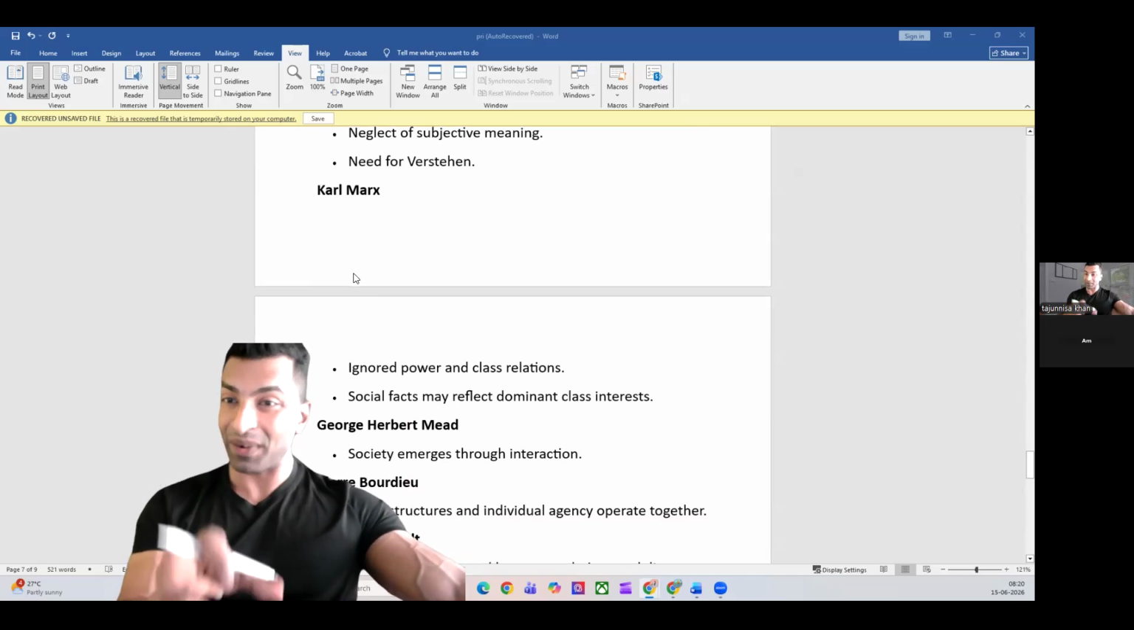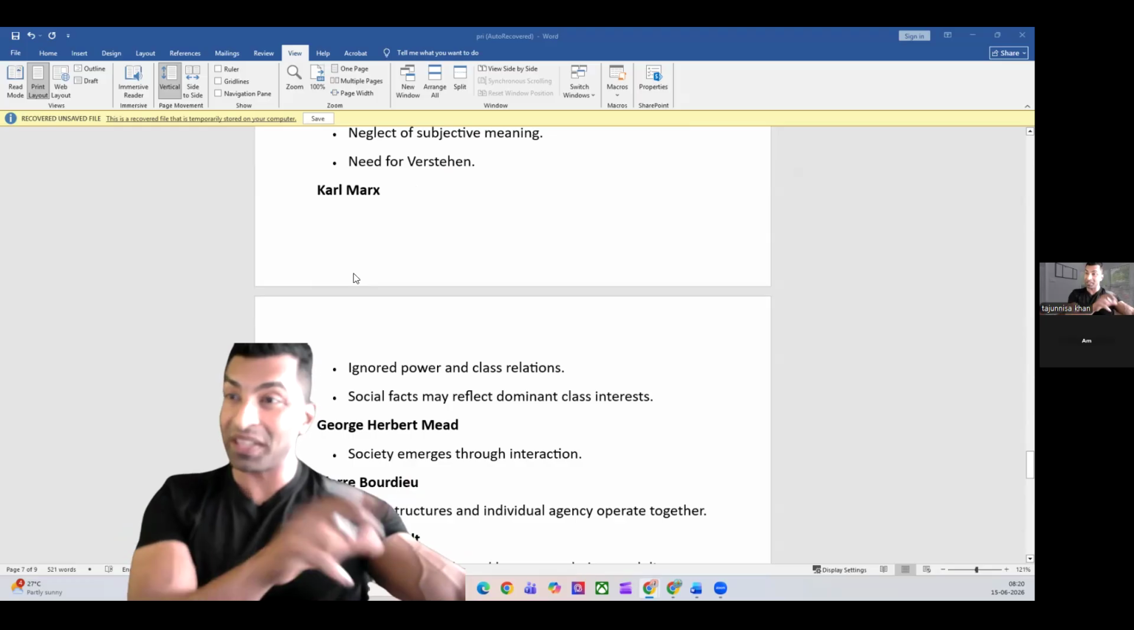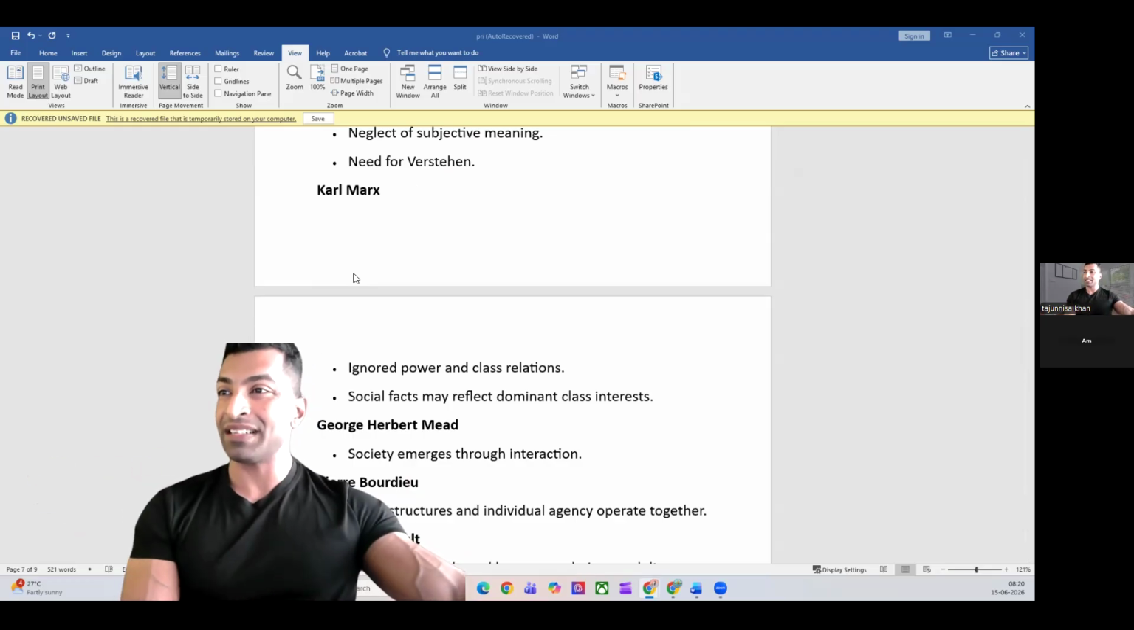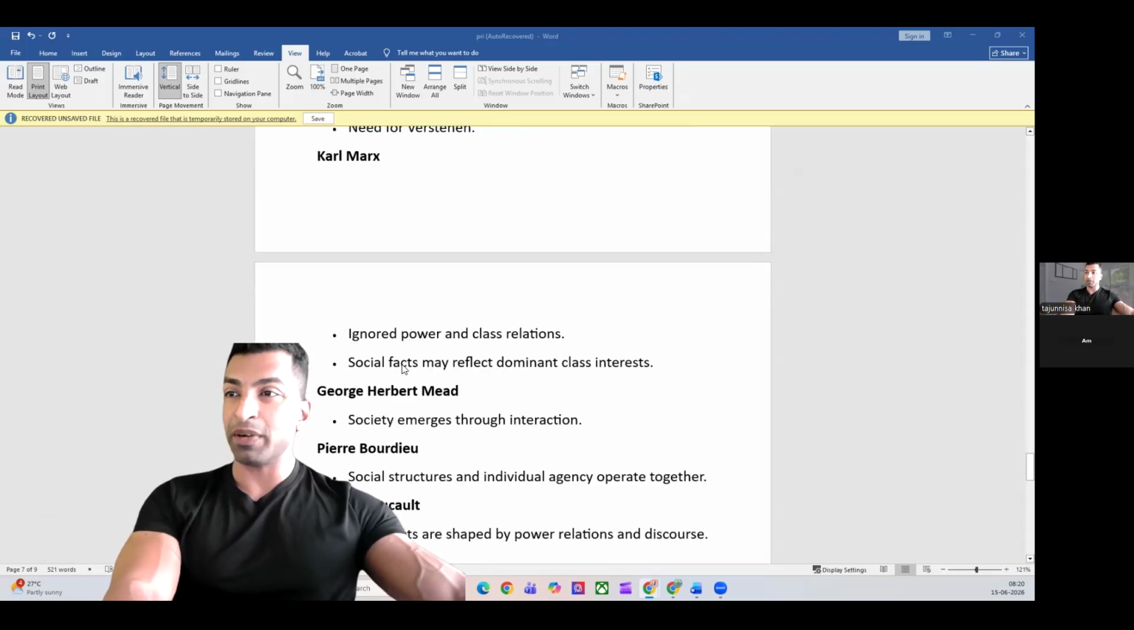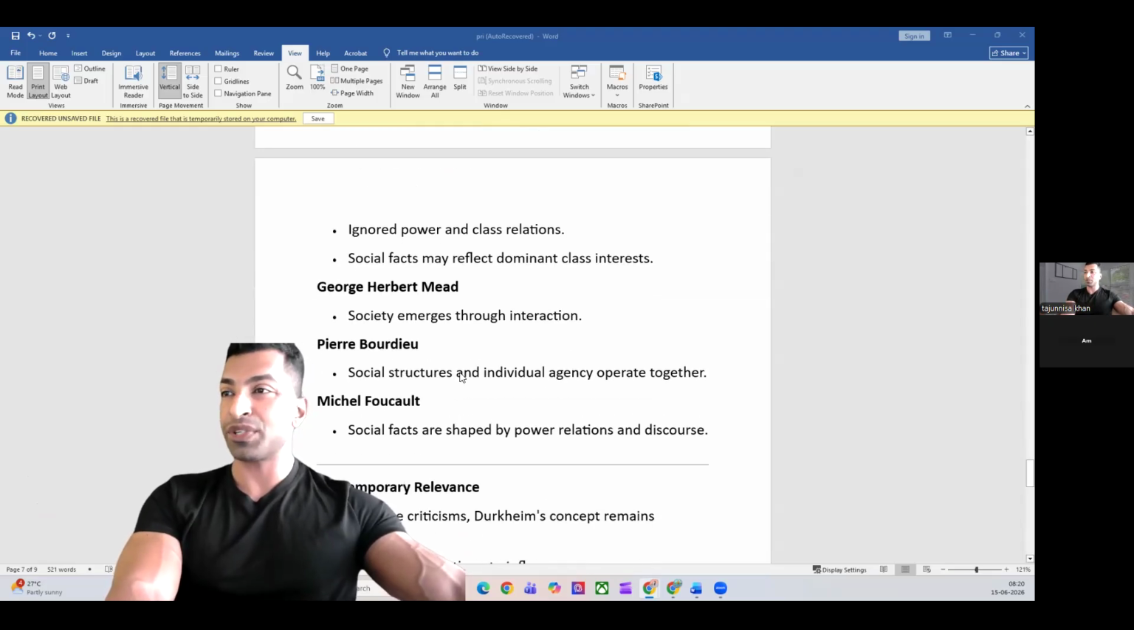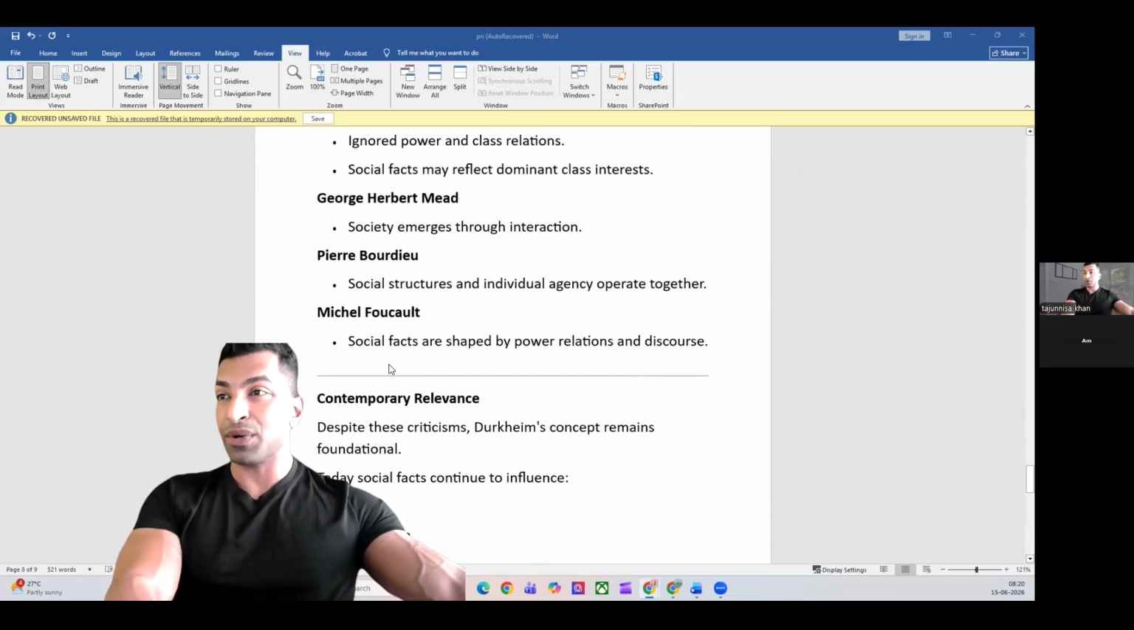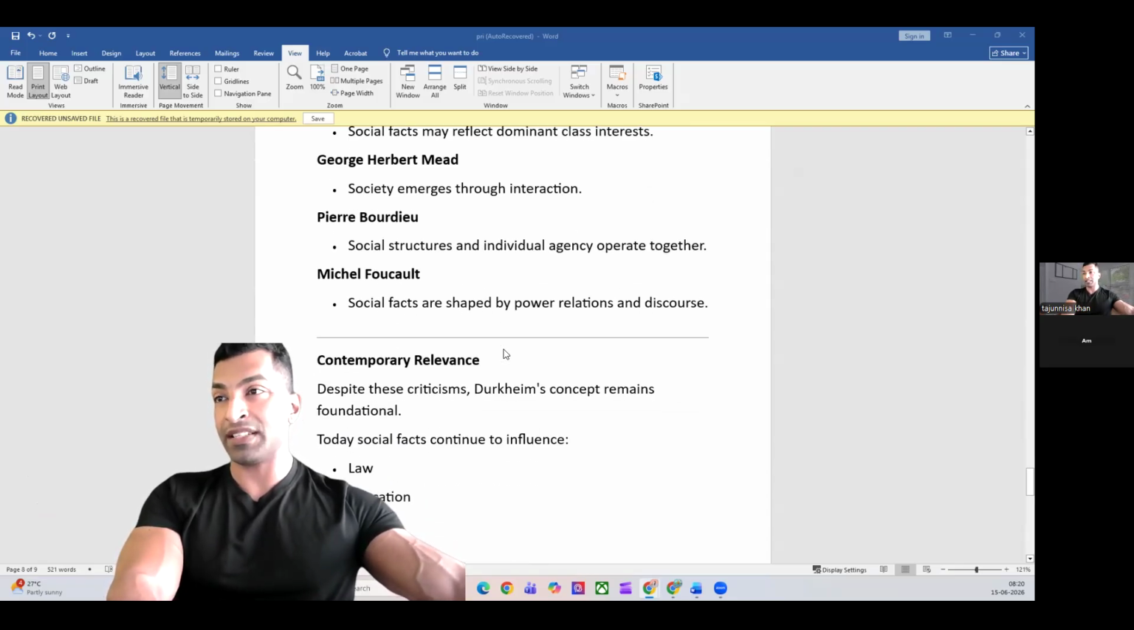Not Marx ignored, according to Marx or a Marxian critic, Durkheim ignored power and class relations. Social facts may reflect the dominant class interest. George Herbert Mead, Pierre Bourdieu: social structures and individual agency operate together. Michel Foucault: social facts are shaped by power relations and discourse.